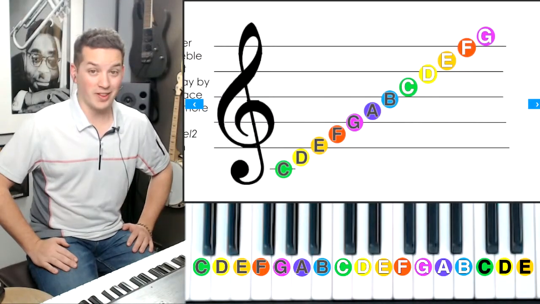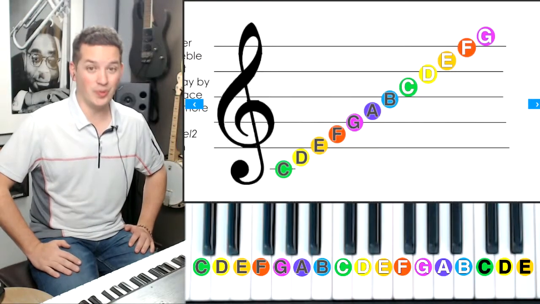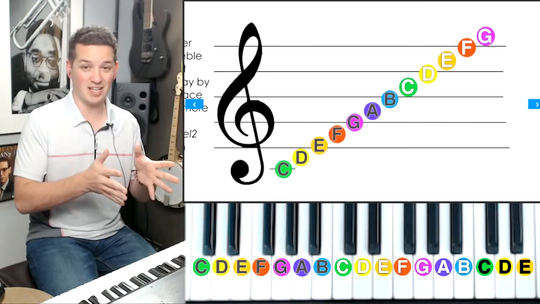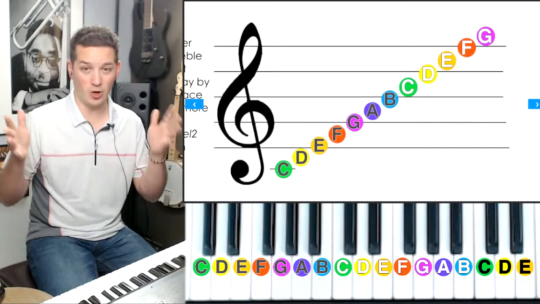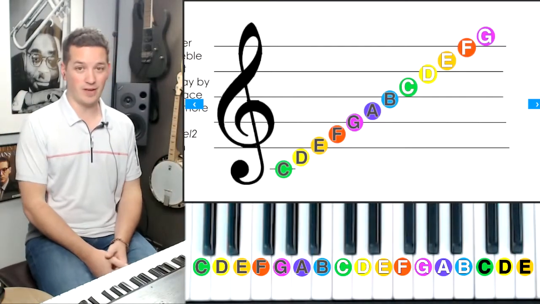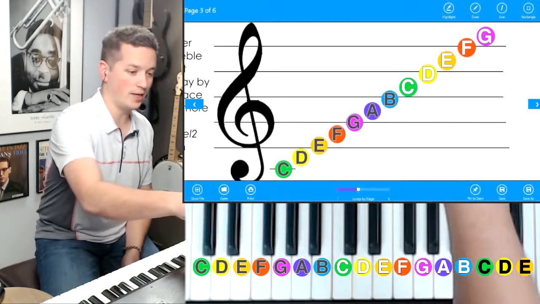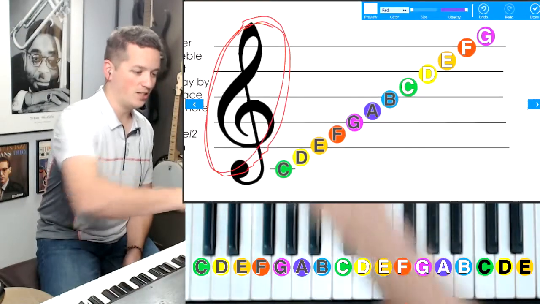So if you feel bored with level 1, then you might want to try level 2. This is just all the same exact stuff, but now it's on the graph that we call staffs. And the first staff that we're going to deal with is this one right here, this big symbol right here. It's called the treble clef.